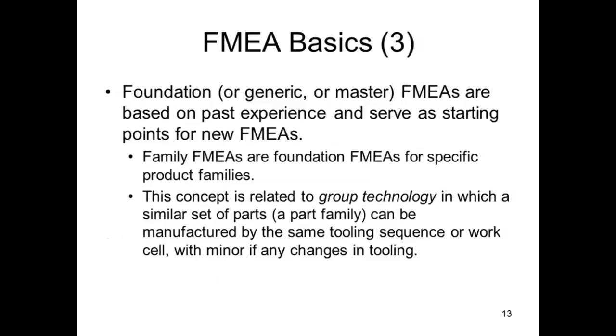Foundation or generic or master FMEAs are based on past experience and serve as starting points for new FMEAs, which means it can save work. Family FMEAs or foundation FMEAs for specific product families are related to group technology, in which a similar set of parts can be manufactured by the same tooling sequence or work cell. So if simply changing the tooling in the work cell can make different parts, that would be part of a part family, and that saves a lot of work with the FMEA because you don't need a separate FMEA for each part.